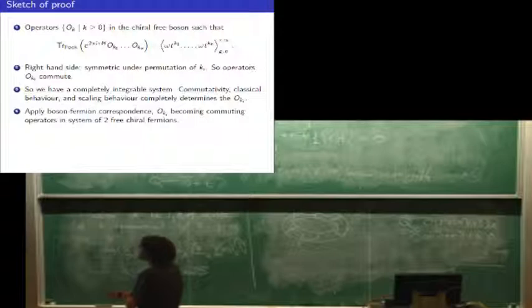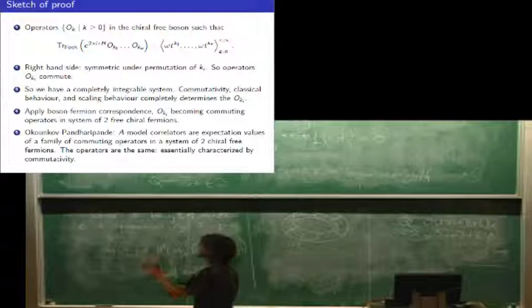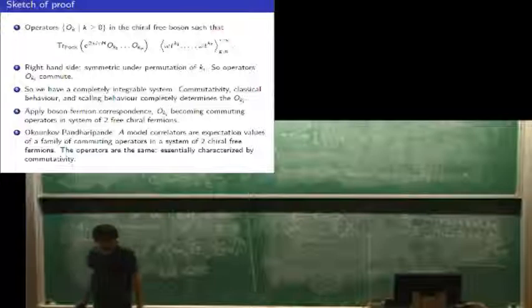Now, at this stage, we apply the boson-fermion correspondence. They become some commuting operators in a system of two free fermions. And now, if you read Okounkov and Pandharipande's paper, what they say is that the A-model correlators are expectation values of commuting operators in the two free fermions. Now, we just have to match up these operators with these. Well, they all commute, so there's no freedom. They pretty much have to be the same. And that completes the proof.